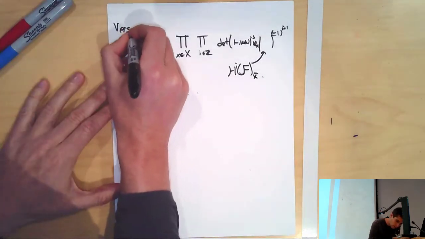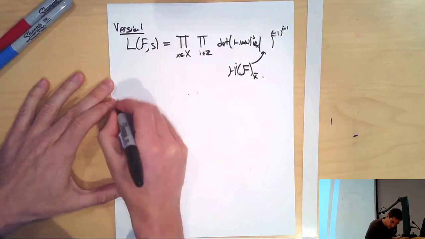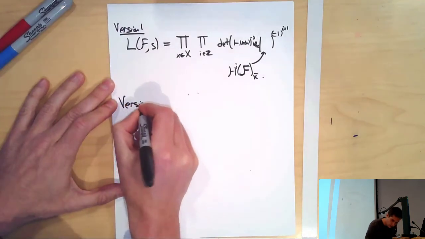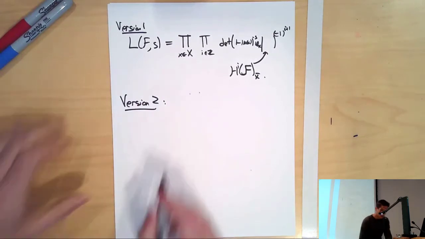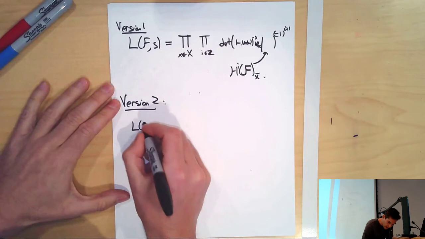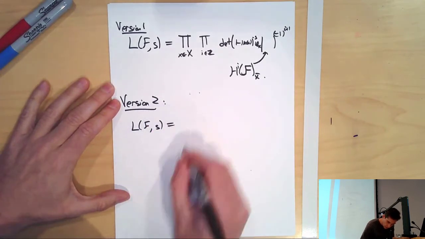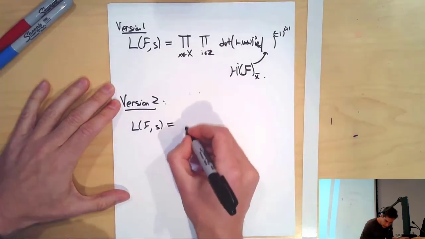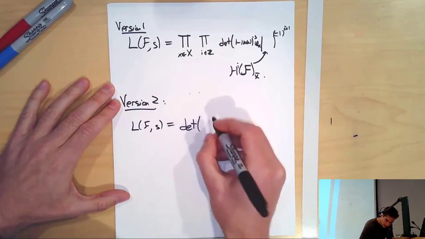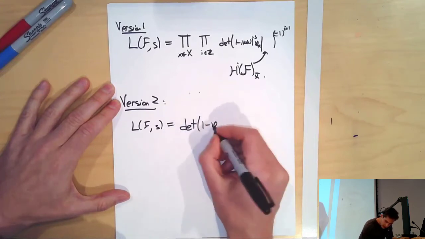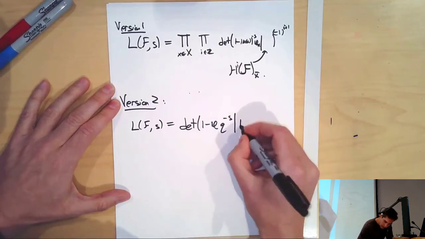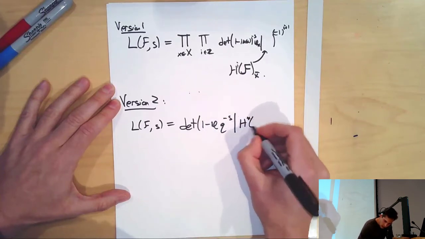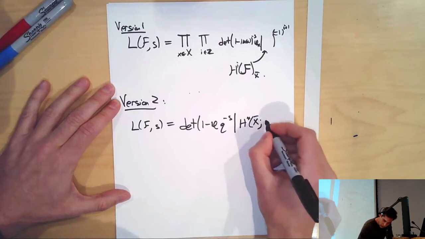So that's version 1, but it's also something that we can write by thinking not about the stalks of this sheaf, but instead about the cohomology of that sheaf. So L of f comma s can also be written as the determinant of 1 minus the Frobenius times q to the minus s on, I'll again write it as h star of x with coefficients in f.